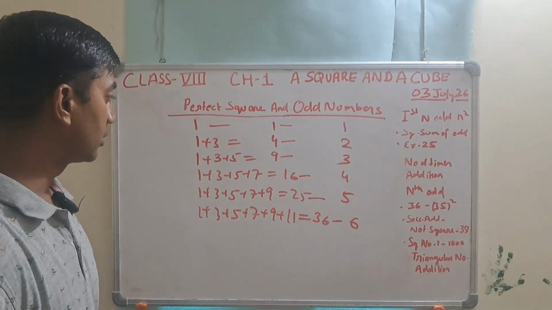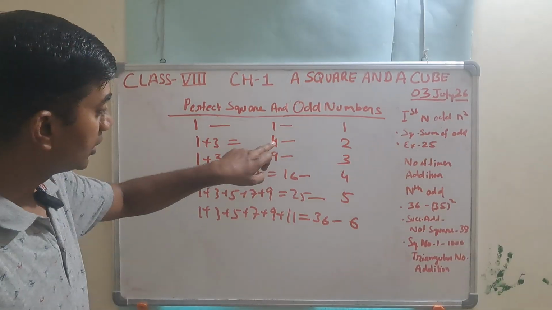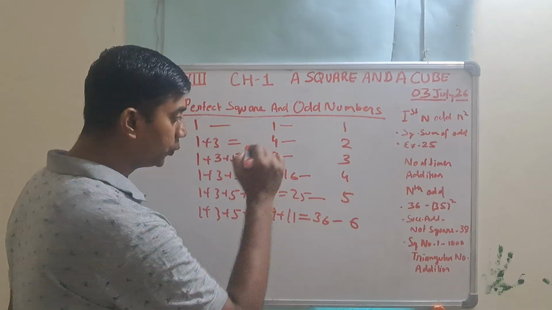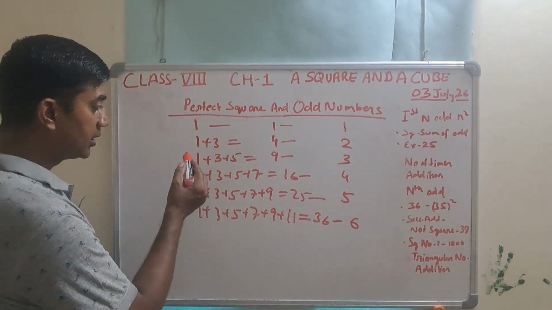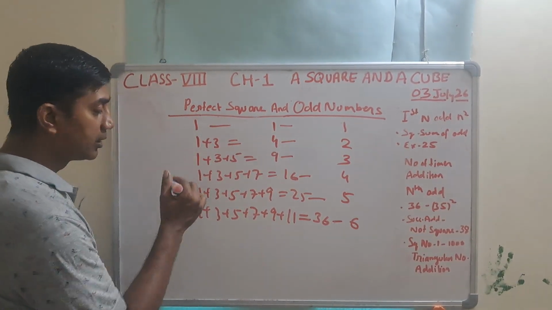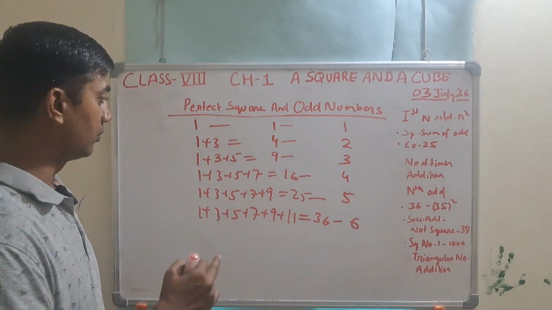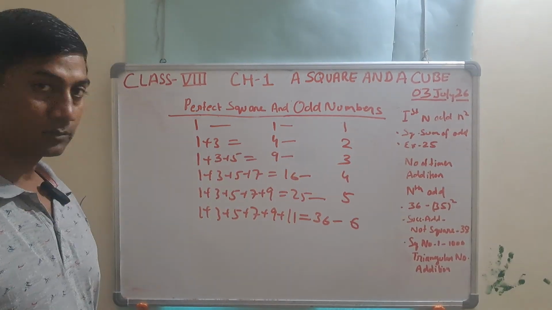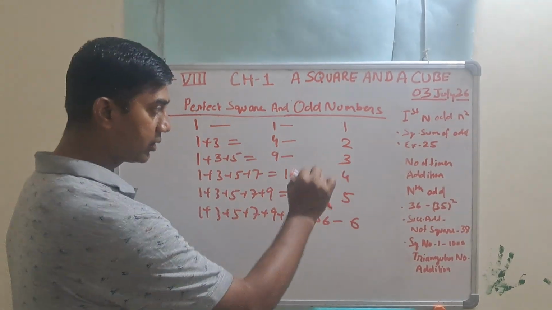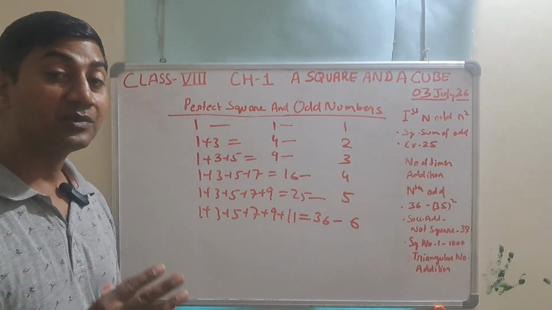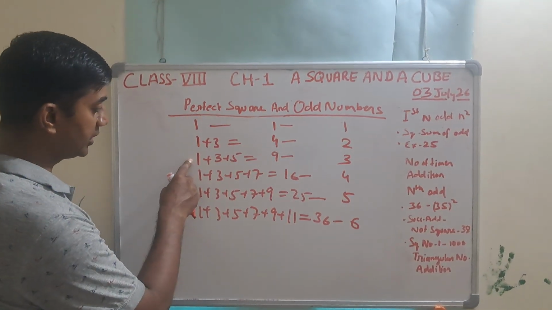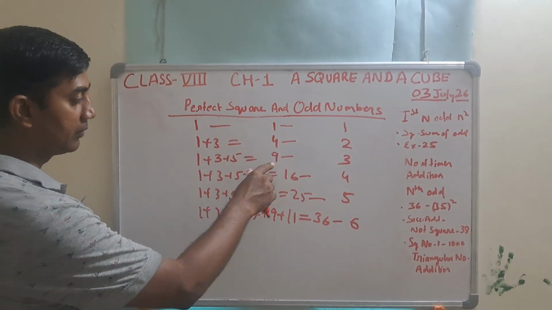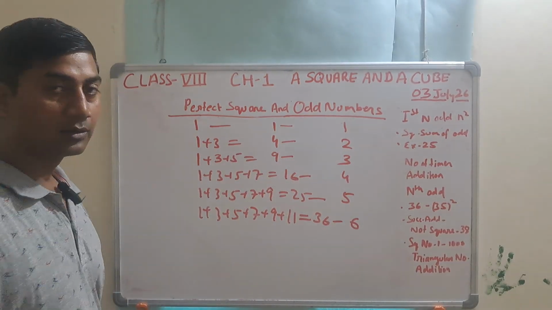We'll see the next conclusion. See, 4 is the square of 2, and we add the odd numbers, only successive odd numbers, only 2 successive odd numbers, 1 plus 3, and we get the square of 2. To obtain the square of 3, we add successive 3 odd numbers. That is, first odd number is 1, second odd number is 3, and third odd number is 5, and we get the result 9, which is the square of 3.